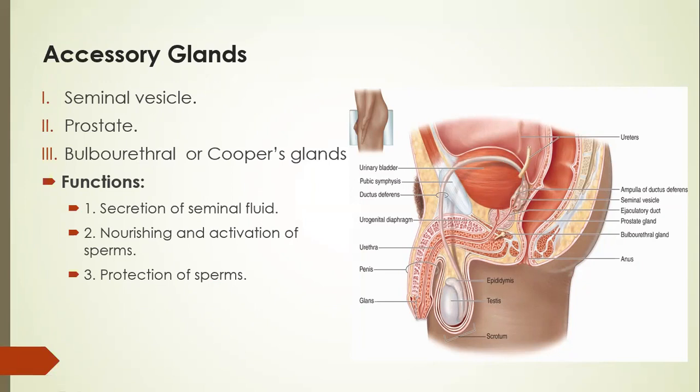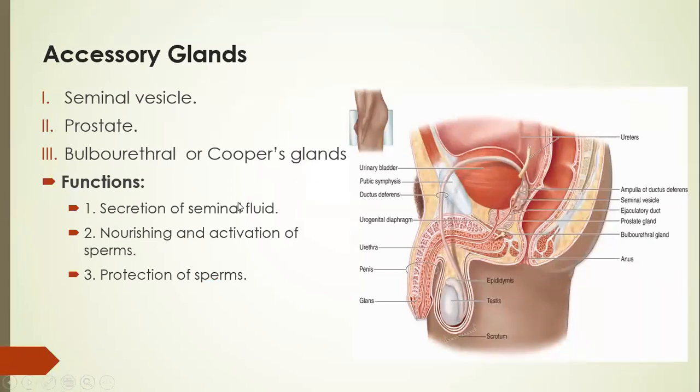This seminal fluid will nourish the sperms. There will be nourishing and activation of the sperm. And because it is fluid, it will be protection of the sperm. Within that, the sperms will float and they are well protected. So these are the three important functions.